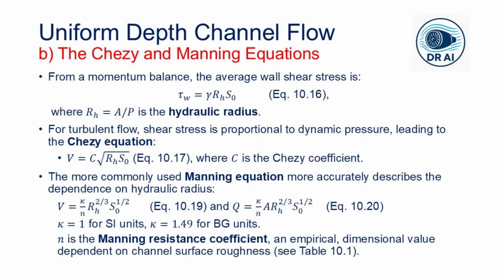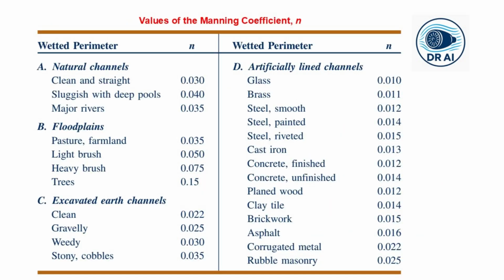V is equal to kappa over n, hydraulic radius raised to the power 2/3 times the square root of the slope. And the second equation is related to the volume flow rate, Q equal to kappa over n, area times hydraulic radius raised to the power 2/3 multiplied by the square root of the slope S naught. Here kappa is equal to 1 in SI units, but it has the value of 1.49 in BG units.